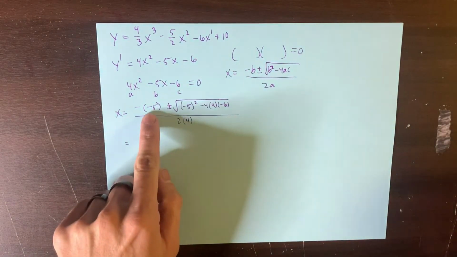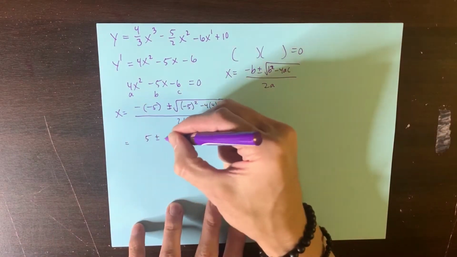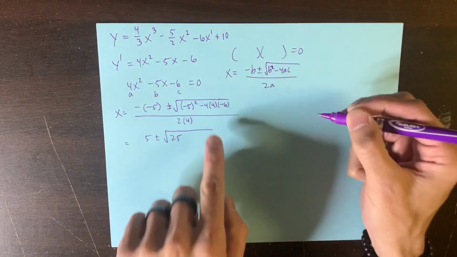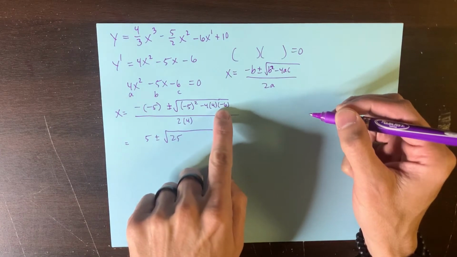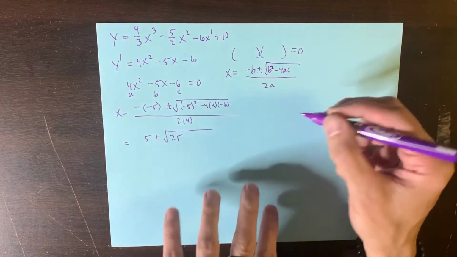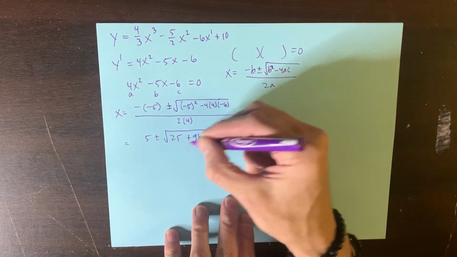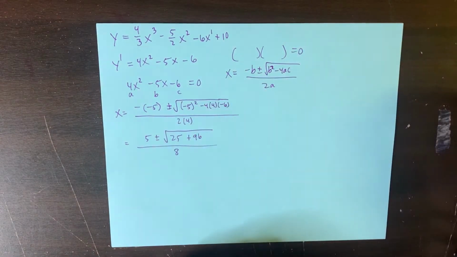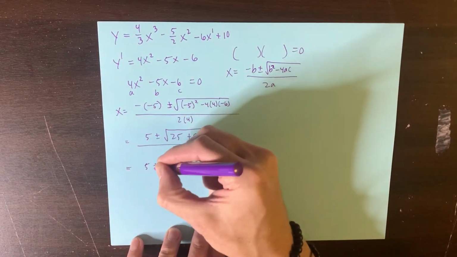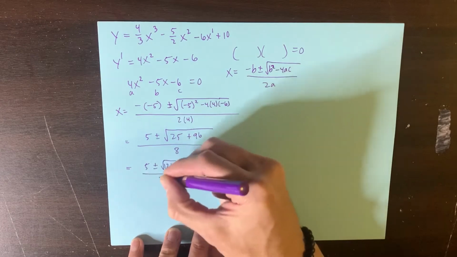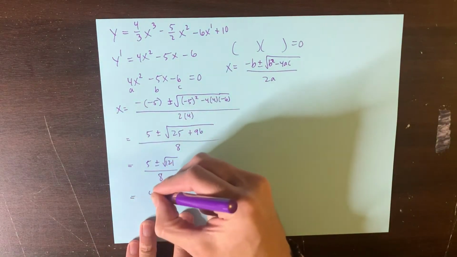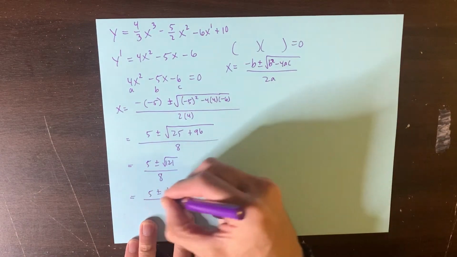And now that double negative becomes positive, plus or minus. Let's see, that's positive 25. And negative times negative is positive. 4 times 4 is 16 times 6 is 96. Positive 96 because the double negative is positive. The denominator is 8. That's 121. Square root of 121, and I know that the square root of 121 is just 11. So I have 5 plus or minus 11 over 8.